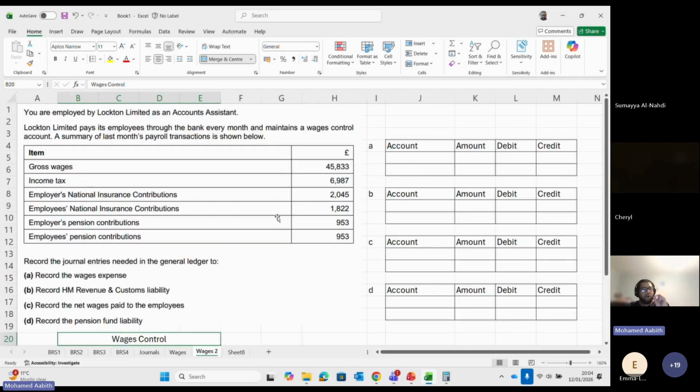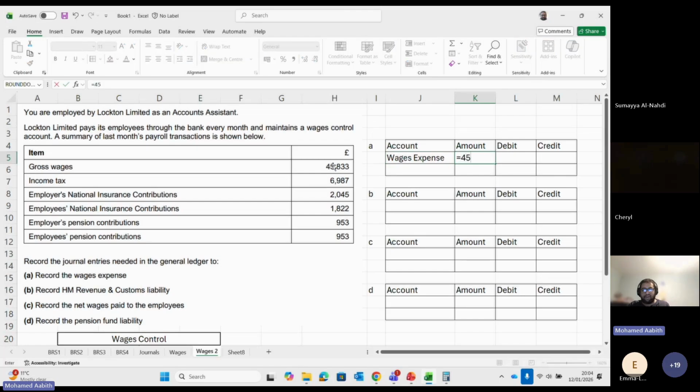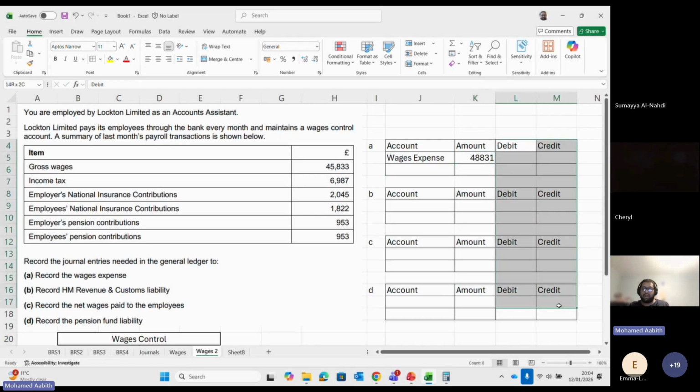So let's say here, according to our knowledge, wages expense is not just the gross wages. It is that plus any employer's national insurance. So let's say here, wages expense account. That is the first one. We need to record the wages expense. How much is that amount going to be? That amount is going to be 45,833 plus the employer's national insurance contribution 2,045 plus the employer's pension contribution 953. That gives you 48,831. So let's quickly do this as a center alignment.